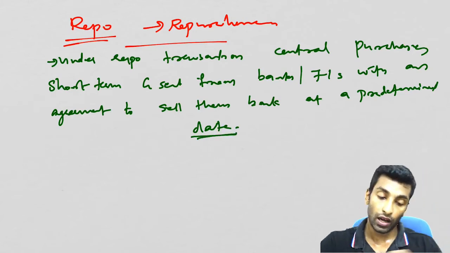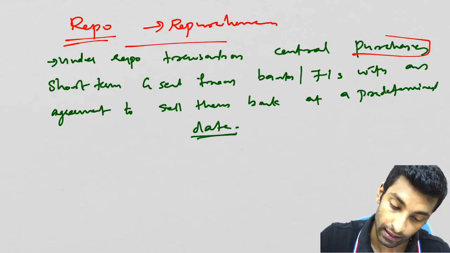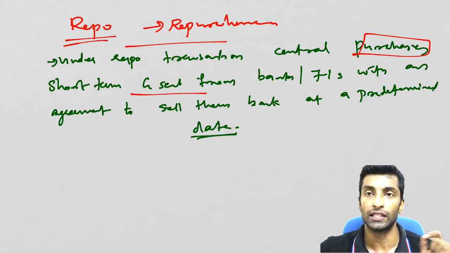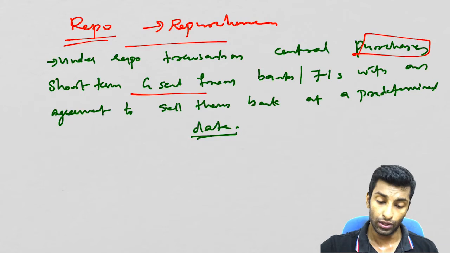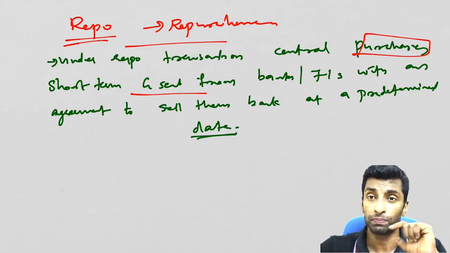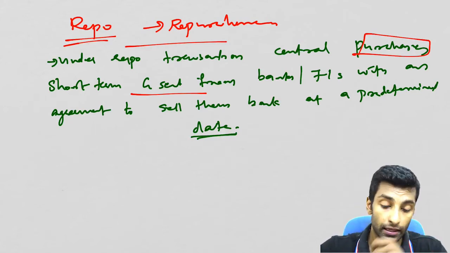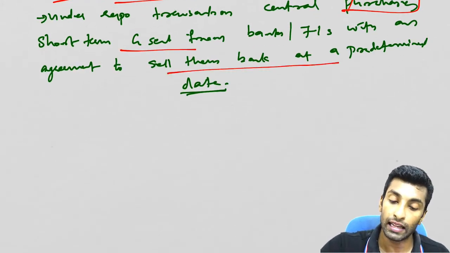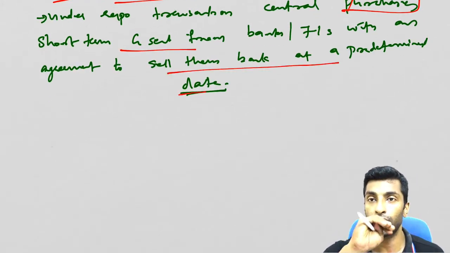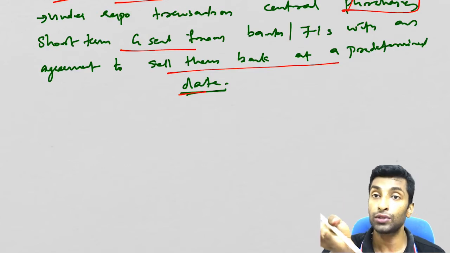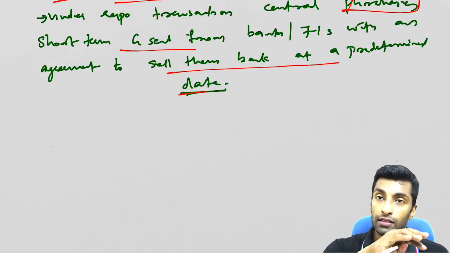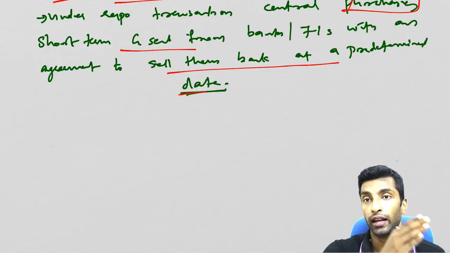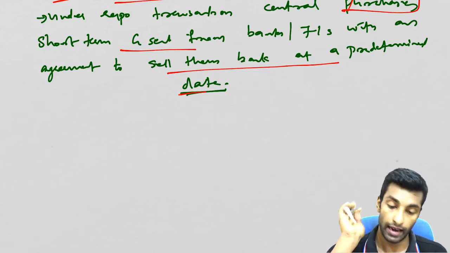Okay, so what will RBI do? RBI purchases short-term government securities from banks. So RBI purchasing government securities means RBI will give money to banks. Okay, so this is an instrument through which banks can borrow by pledging short-term government securities. But there is an agreement to sell them back at a predetermined date. So after the fixed date, you have to sell it back. Okay, that means RBI has to give it back to the banks. So banks have to give that money in return to RBI with the interest.